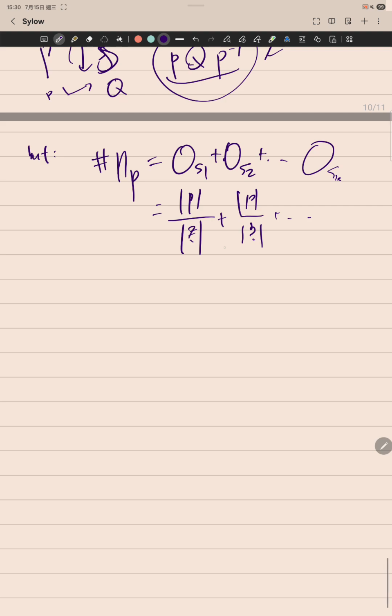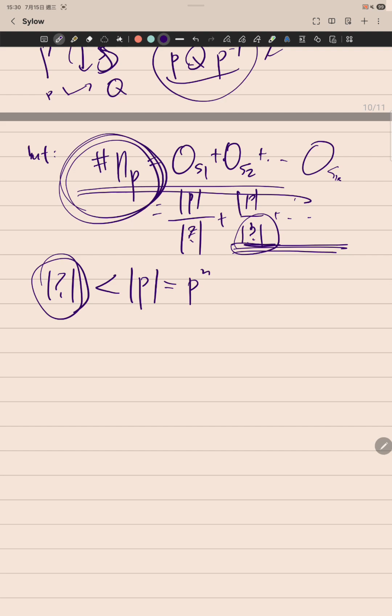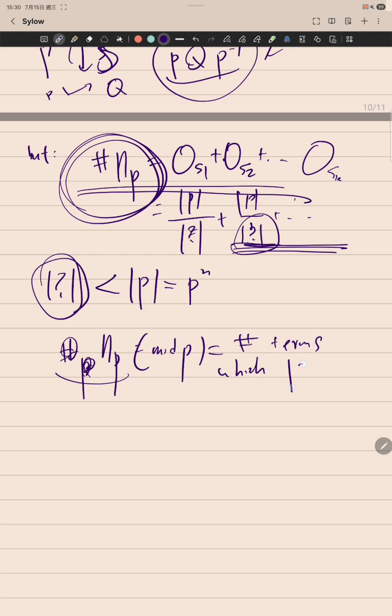Okay. So if this something is less than P, which is P to the N, then there will be some remaining P. So if I modulo this equation by P, then I will get the number of terms which something is exactly P. So meaning that these are so-called fixed points. So basically, this is the point which you cannot move, right?